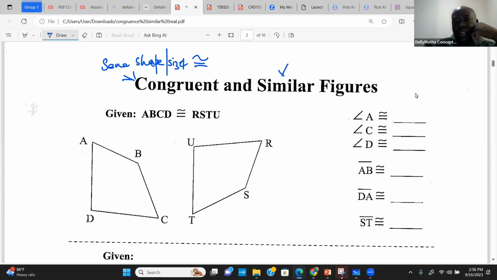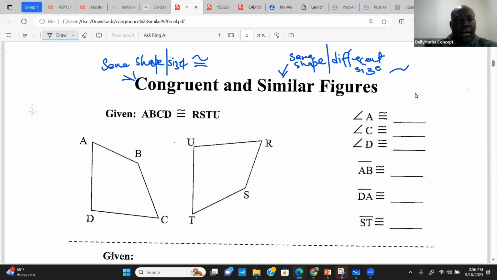When things are similar, they do have the same shape, but the size may not be the same. So we have different sizes a lot of times. And then the symbol for similar will just be that.